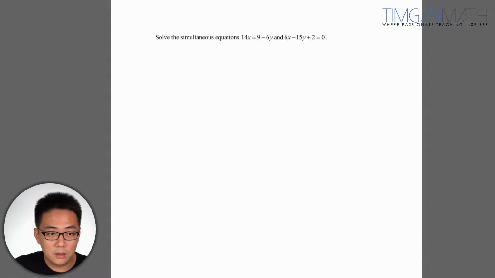Okay, so for the first one, I think it's pretty okay. This is a pretty standard question. We could look at the second one now. The second one is also on solving simultaneous equations. There you go. So let's see how we can do this proficiently.